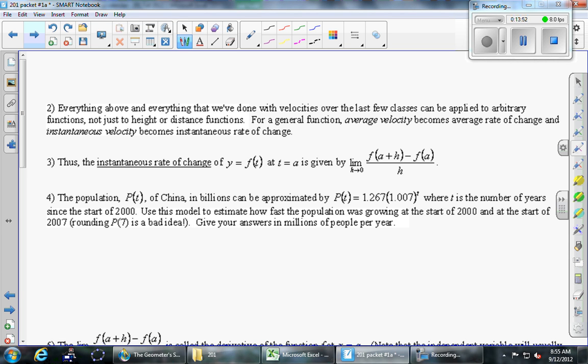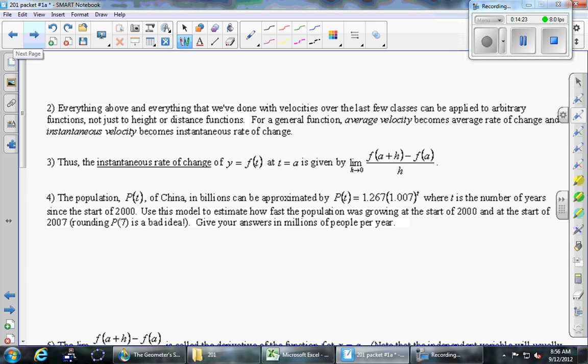Okay, let's try number 4, Nikki. The population P(t) of China is modeled by P(t) equals 1.7 times 1.007 to the t, where t is the number of years since the start of 2000. Use this model to estimate how fast the population was growing at the start of 2000 and at the start of 2007. Rounding to 7 is a bad idea. Do your answers in millions.